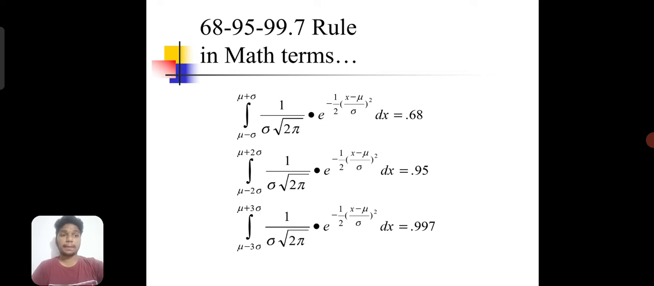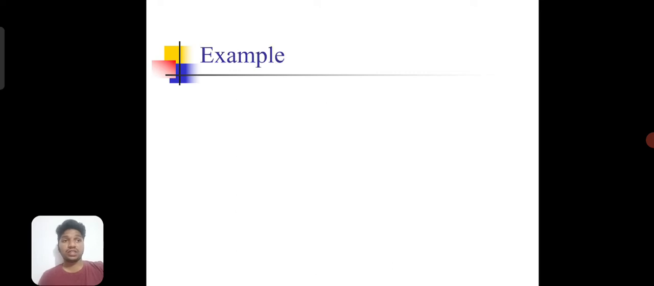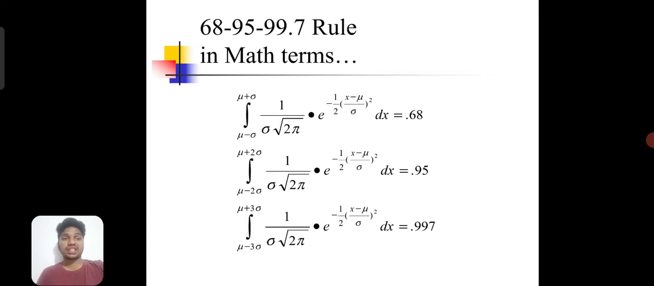Similarly, the integral from mu minus 3 sigma to mu plus 3 sigma of 1 by sigma root 2 pi into e to the power of minus 1 by 2 x minus mu by sigma whole square dx equals 99.7%. We can see the three different percentage values: 68, 95, 99.7. These are the three different formulas we use in the math terms.